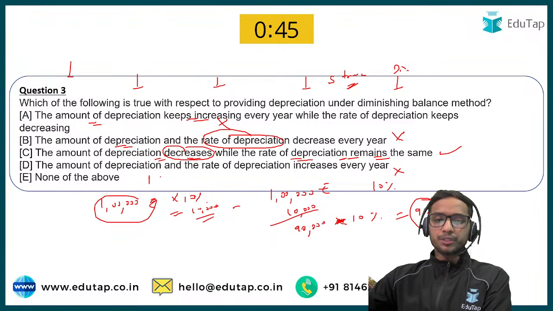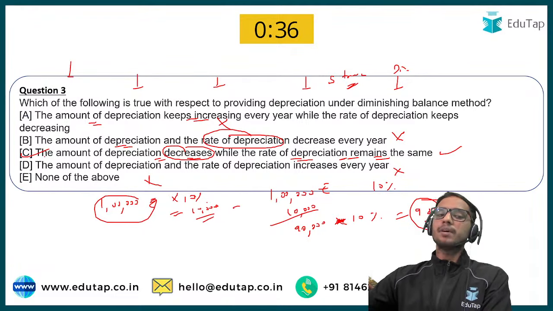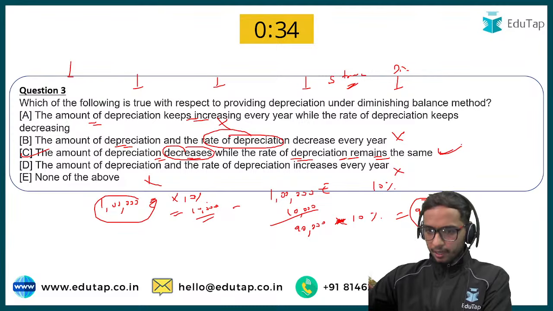So your correct option would be option number D, not option number D, but option number C, right? This one, option number C. I have ticked it here, right?